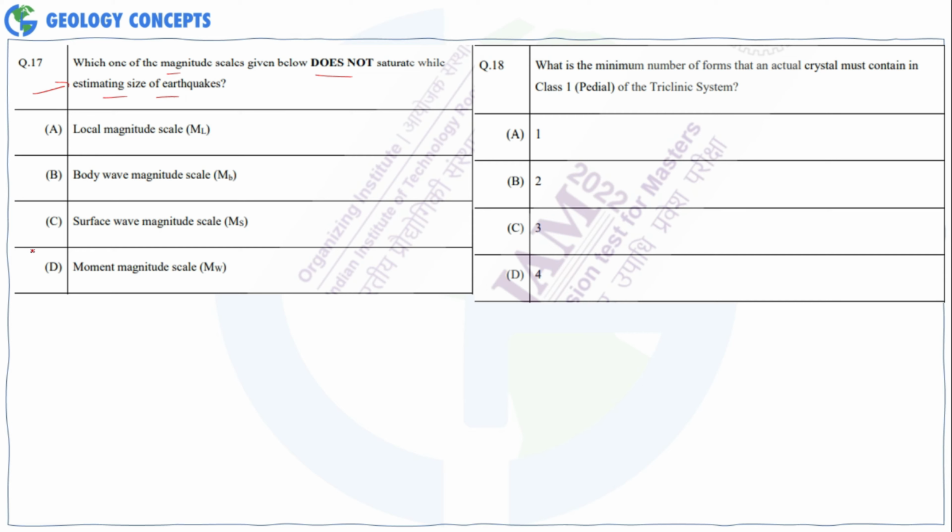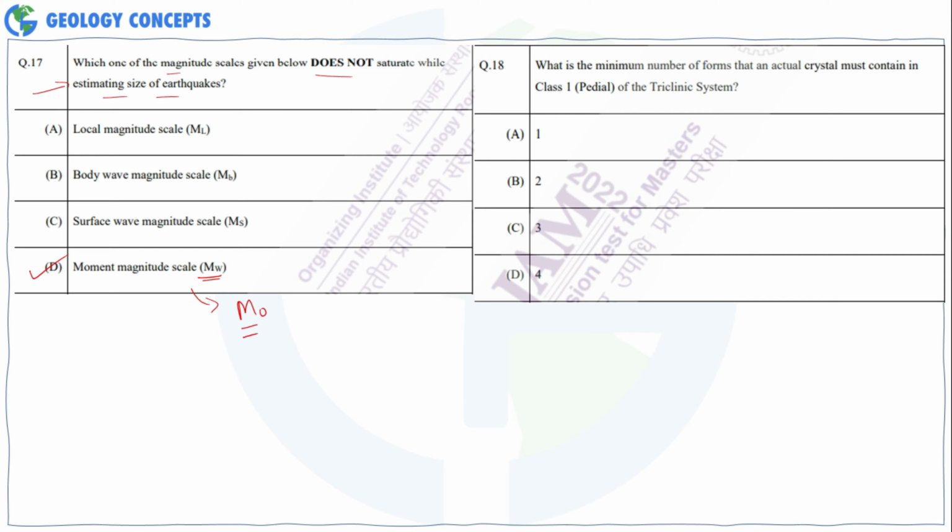But the only magnitude for estimating the size which does not get saturated is the moment magnitude, which is represented by MW, and which is calculated using the seismic moment M0, because this is something which is actually calculated based on the actual properties or actual scenario of the earthquake, such as the shear modulus of the rock in which the earthquake has occurred, the area of slip or the slip itself.